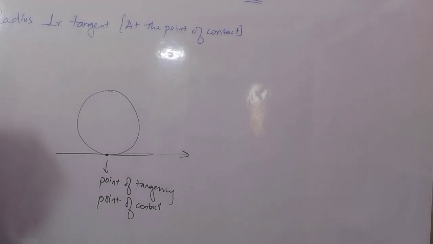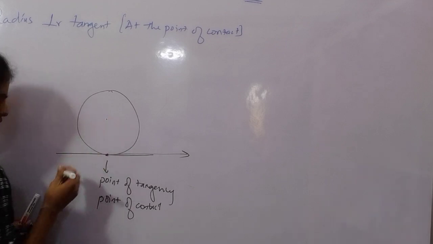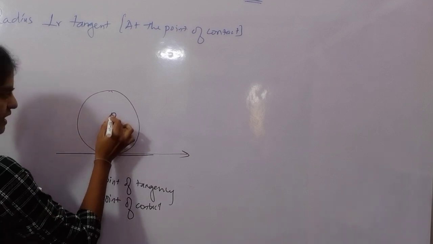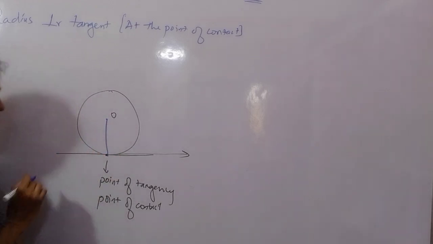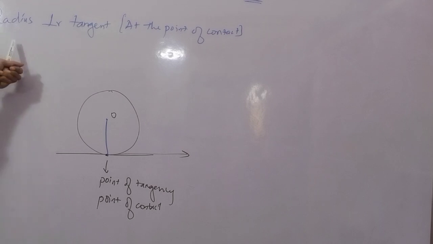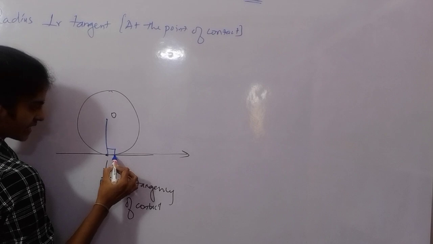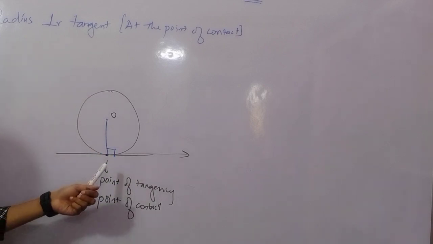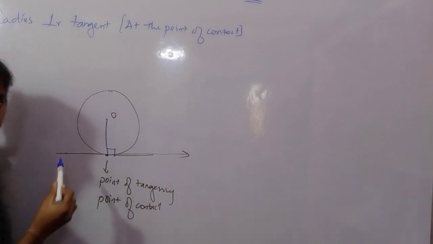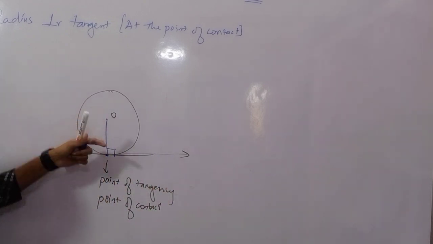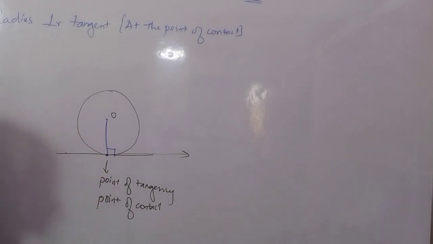So understand very clearly. Suppose this is my tangent, this is the point of contact. So if I draw the radius, okay, suppose this is the center O and I am drawing the radius. They are saying that the radius will be perpendicular to the tangent. So I have to prove that this angle is 90. What is this angle? The angle between the radius and the tangent at the point of contact is 90.